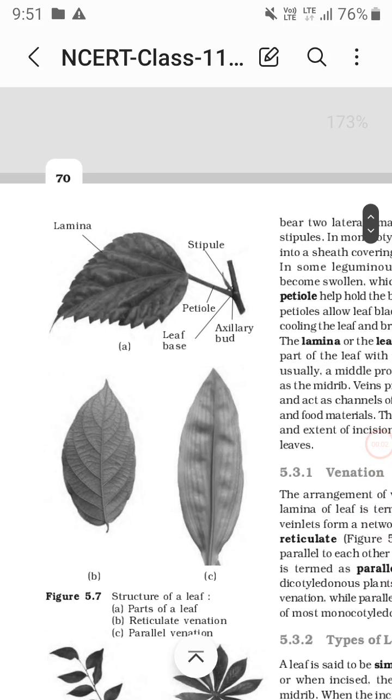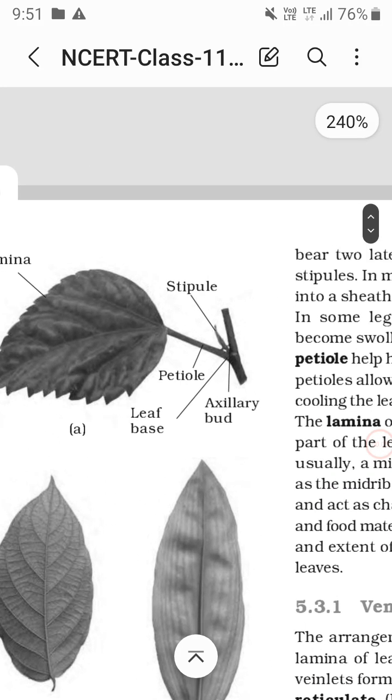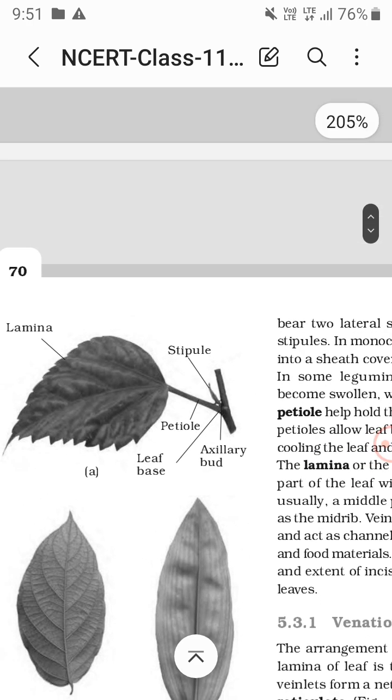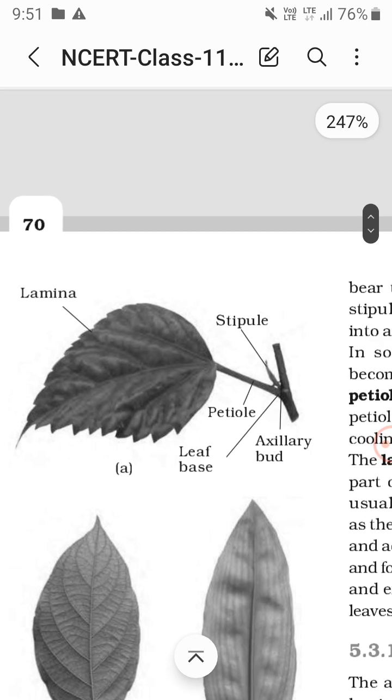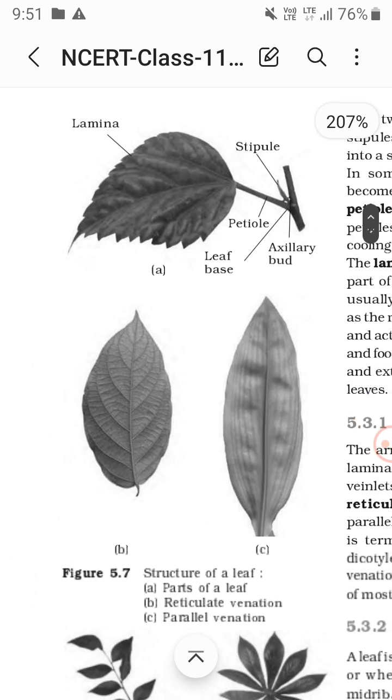So the structure of a leaf includes showing the leaf. You see at the base there is an axillary bud, there is a stipule, there is a leaf base at the base, and around that stipule and axillary bud. Above that there is the petiole. It is a kind of long structure. Then the lamina or leaf blade.